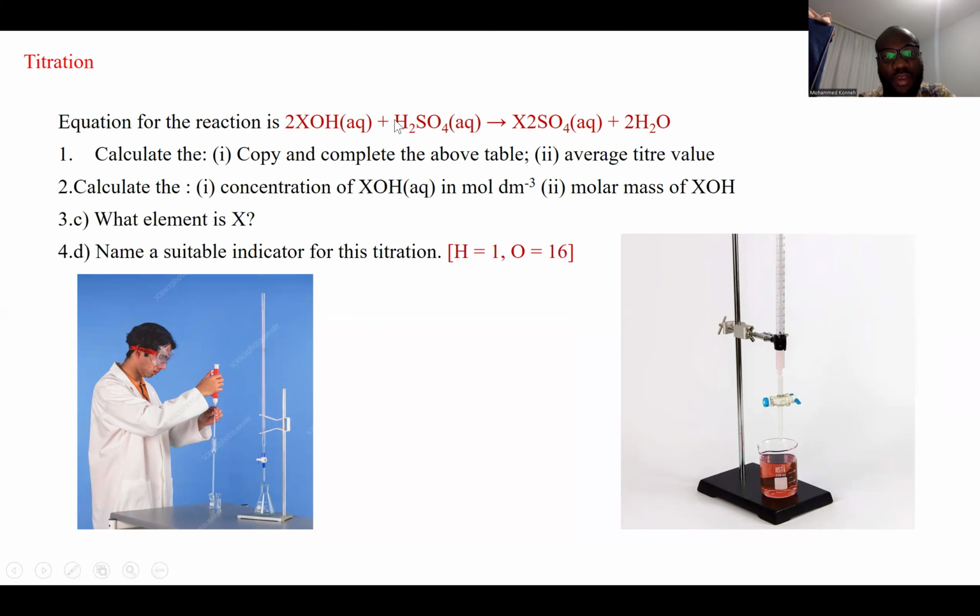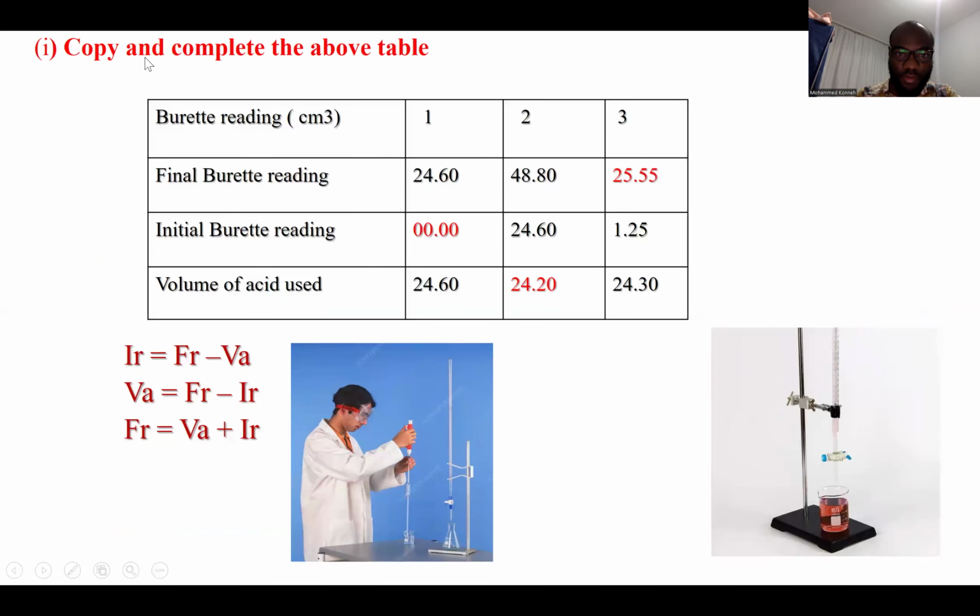The reaction here represents the titration above that we talked about. This reaction is an example of a neutralization reaction. We have a base going against an acid. This KOH is the base, and this sulfuric acid is an acid. We're going to find this value at the end. As we move on, we'll be reading the question. The first question says, copy and complete the table above.